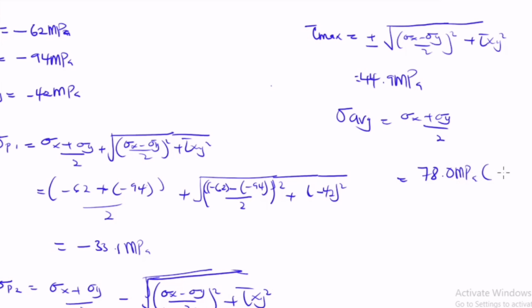megapascal. And in this case it's in compression, since you're going to get the negative value, which is negative 62 minus 94 divided by 2, and the answer you're going to get is a negative value, and it's in compression form. This will help you when drawing your wedge element, so you shouldn't forget that. Now let's move on to finding the angle.